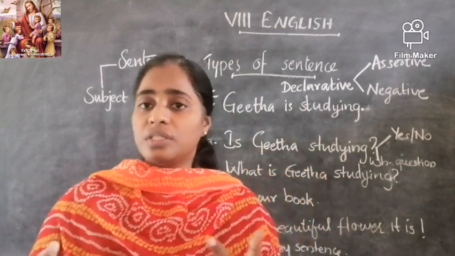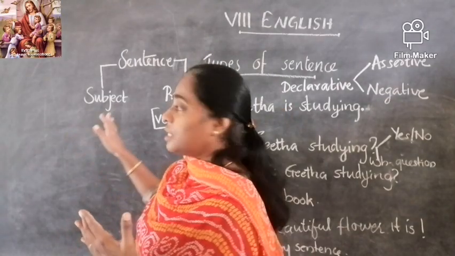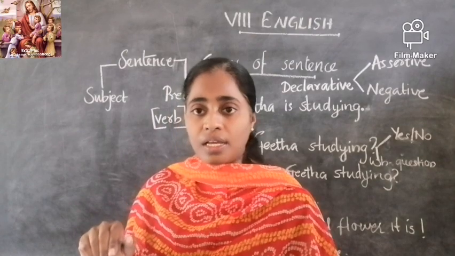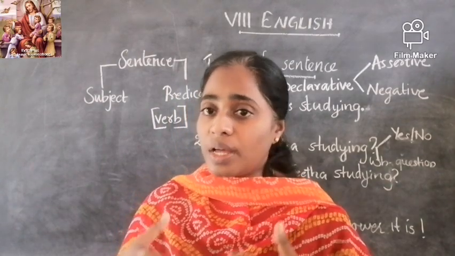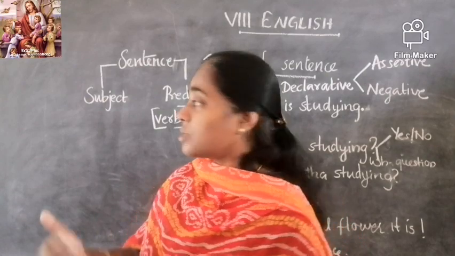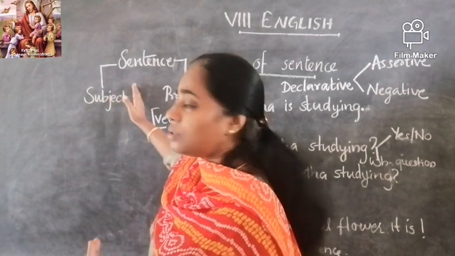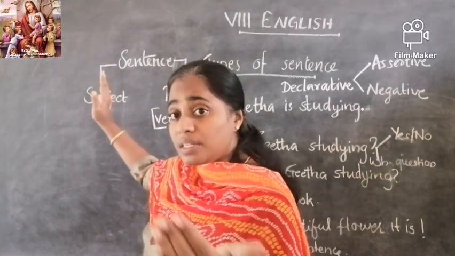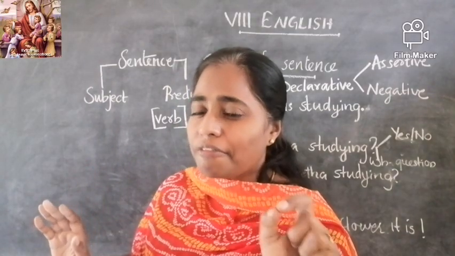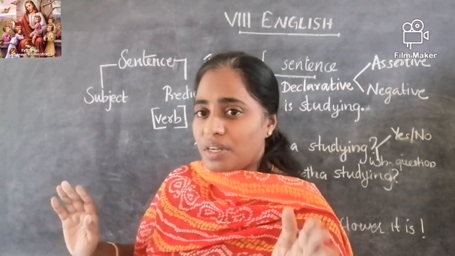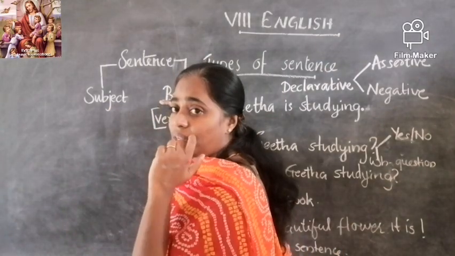Last year you learned that a sentence contains a subject and then a predicate. Already you have learned. The subject is the doer of the action, or the one about whom we are talking. Now if we exclude the subject, what comes after the subject? The verb comes, or the kriya of the sentence. From the kriya onwards, the remaining part is called the predicate part.